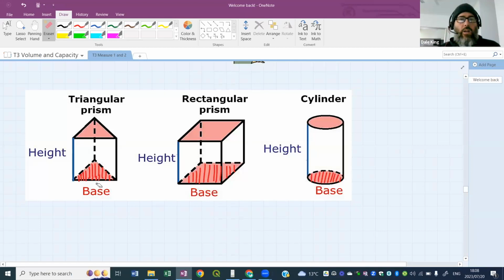Okay, so if you know how to work out the area of a triangle, a rectangle or square, and a circle, all you do is you multiply by the height. That's volume.